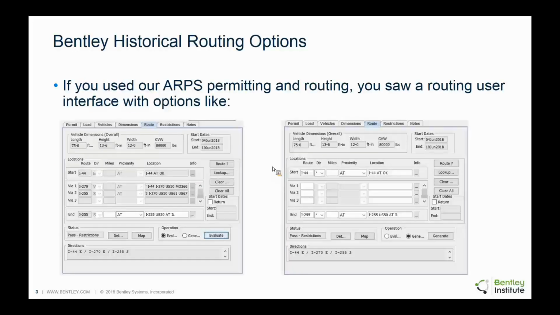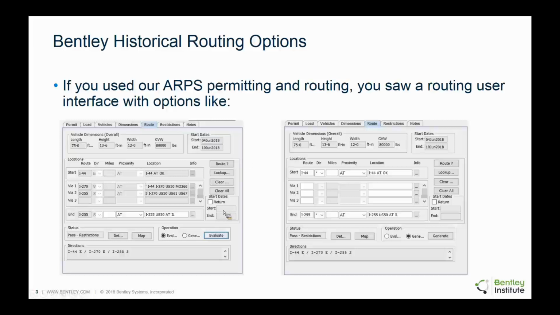First, we're going to talk about our historical routing options. If you're an ARPS user, these are the dialogues you would normally see. ARPS is text-based routing. There's no map involved. The user defines an origin and a destination, and then types in junctions. They can do offsets, borders, state borders, points of interest, cities, etc. to define their trip. In ARPS, there's basically two modes.